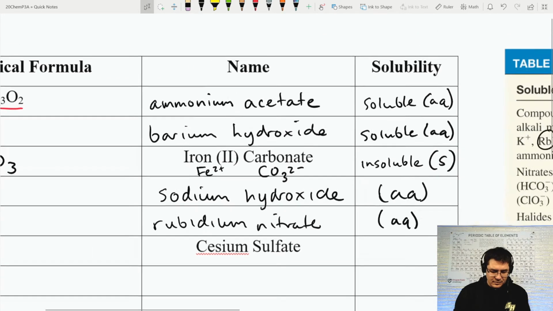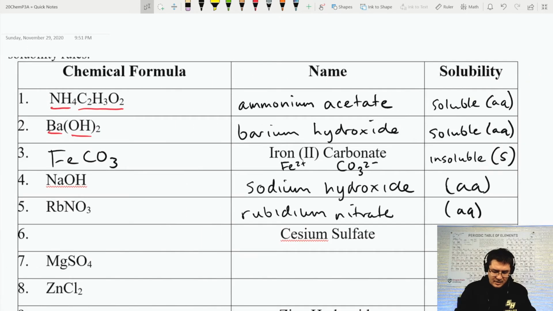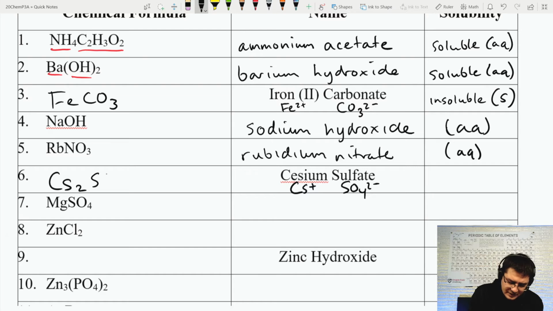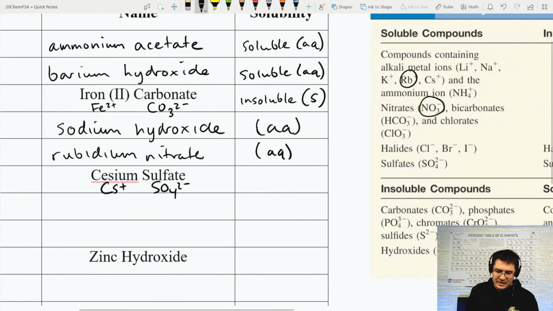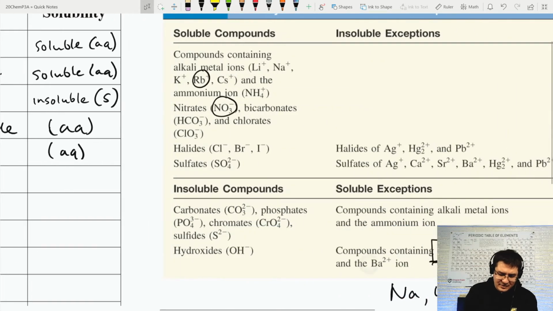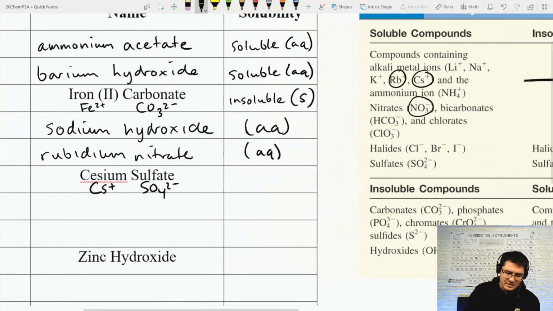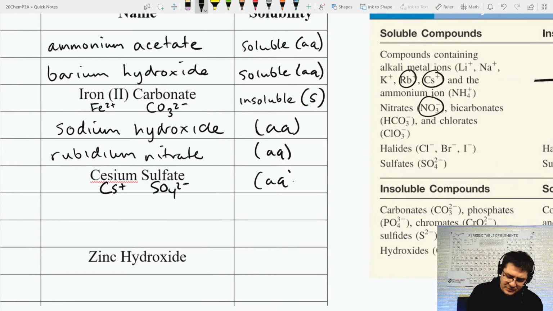Okay, cesium sulfate. Cesium, we said was Cs+ and sulfate, you look up, SO4 2-. Well, cesium sulfate would be Cs2SO4. Okay, and cesium sulfate, you go look, well, cesium is an alkali metal and there are no exceptions. So that one would be soluble.